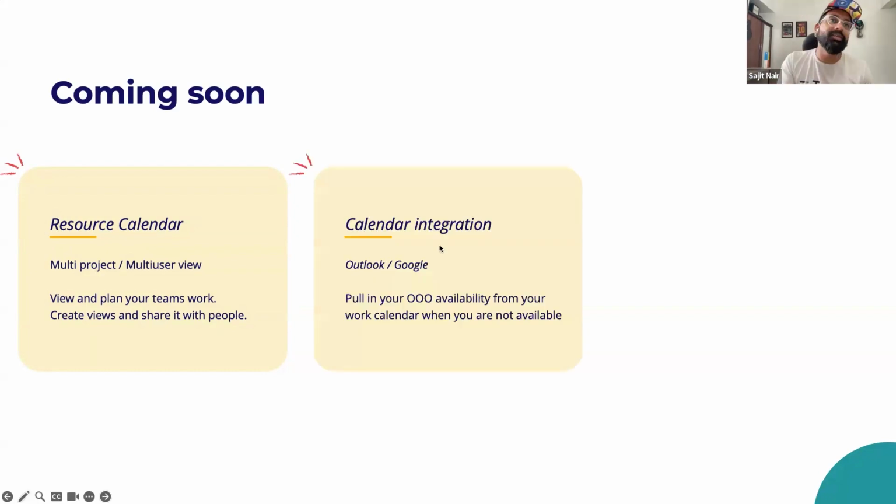The next big feature that we're working across, it's officially done. We're just doing the final checks, is the calendar integration. So you don't have to go into availability and add your vacation. You can just sign in with your Outlook and Google and put in your out of office in your Outlook, and your Jira issues will not be assigned to you in your project.